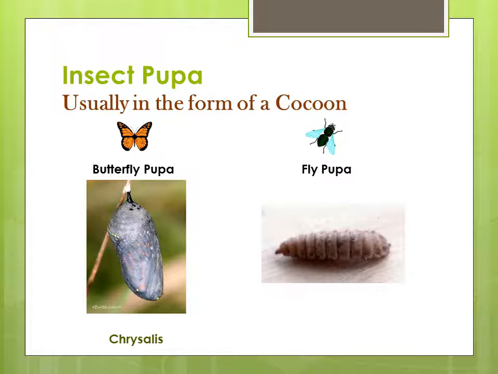The next stage of the life cycle of an insect is the pupa stage, and that's usually in the form of a cocoon. Now for the butterfly, the pupa is known as the chrysalis.